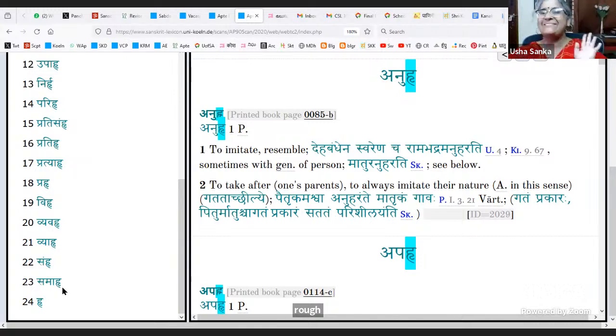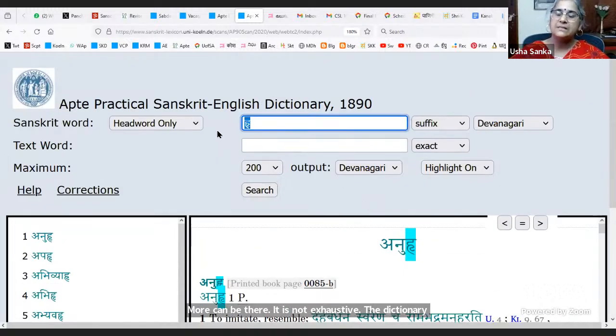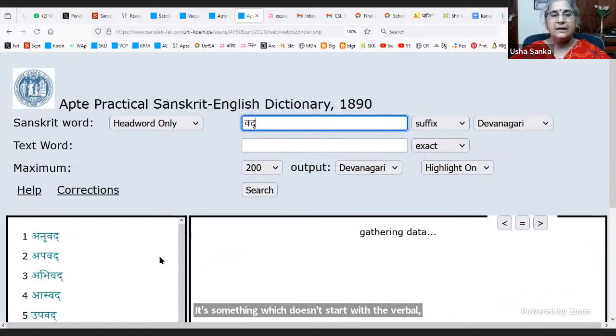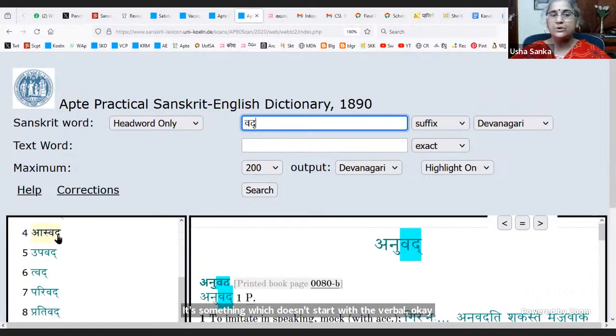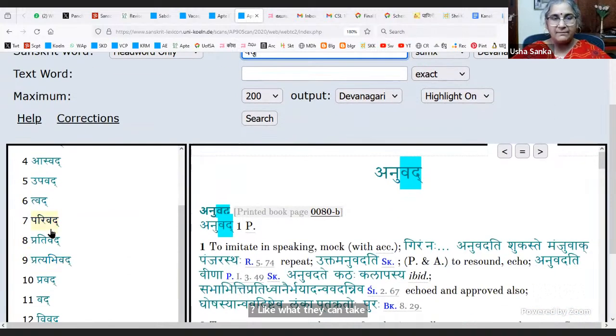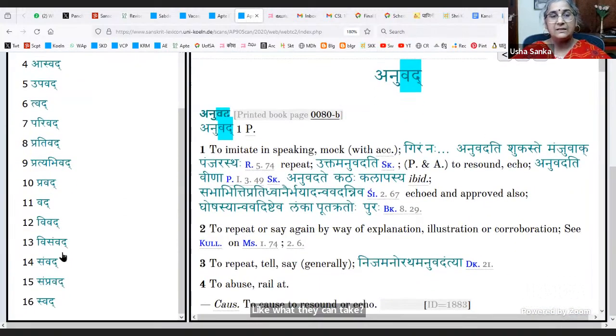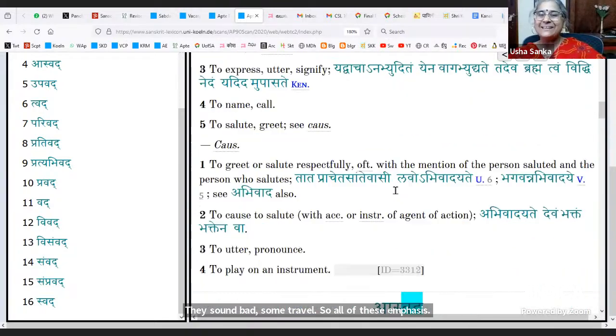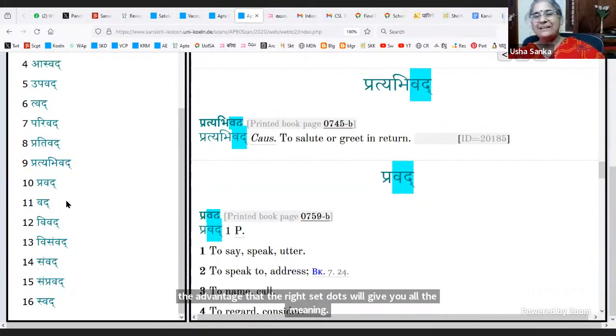So these are all there in the language. More can be there. It is not exhaustive. The dictionary has enlisted these. And you can put any other dhatu here as well. Take something which doesn't start with a vowel, like vad. We can take anuvad, apavad, abhivad, upavad, parivad, prativad, pratyabhivad, pravad, vad, vivad, visamvad, samvad, sampravad. So all these are upasargas. This is how you can use the colon, and this is the advantage that the right side box will give you all the meanings. Whichever you click, that will appear here.